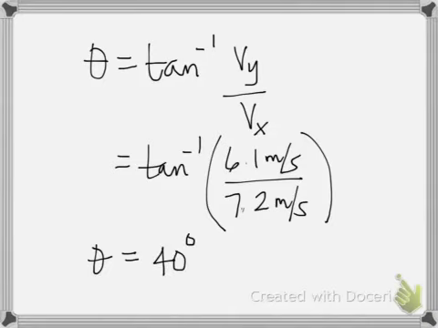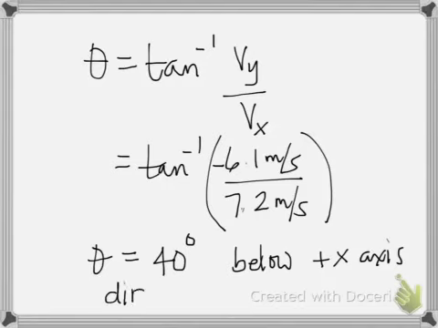Okay, so what's the meaning of a 40 degrees? And by the way, your 6.1 is negative, so what's the meaning of a negative in the 40 degrees? This means that it is below the positive x-axis. So there you go. We found the direction, this is our direction of the total velocity vector at the landing position.